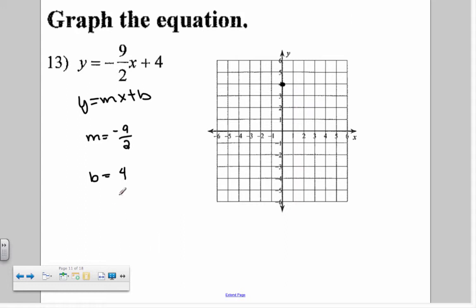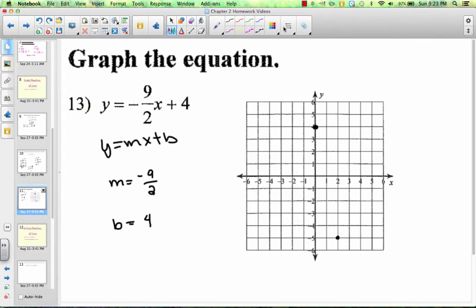Then I'm going to use my slope. My slope is negative 9/2. So that tells me to go down 9: 1, 2, 3, 4, 5, 6, 7, 8, 9. And then over to the right 2: 1, 2. Remember that when you have a negative slope, it should be downward sloping. So let's check when I connect those 2 points, do I have a downward sloping line?